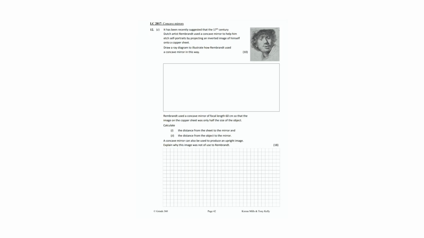So it's recently been suggested that 17th century Dutch artist Rembrandt used a concave mirror to help him etch self-portraits by projecting an inverted image of himself onto a copper sheet. So they're asking you to draw a ray diagram to illustrate how Rembrandt used a concave mirror in this way. So for 10 marks, we'll do that.